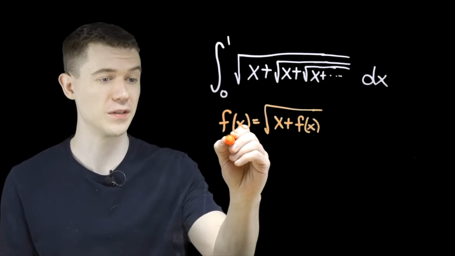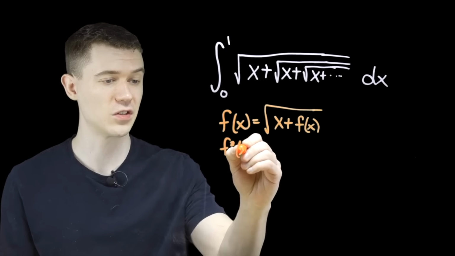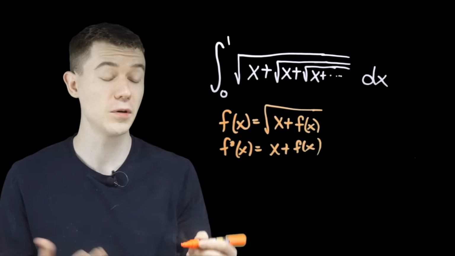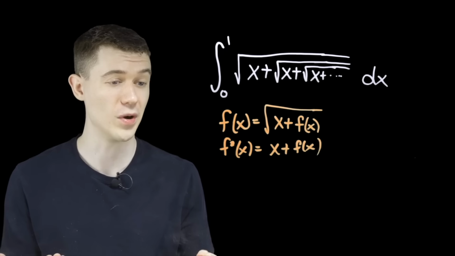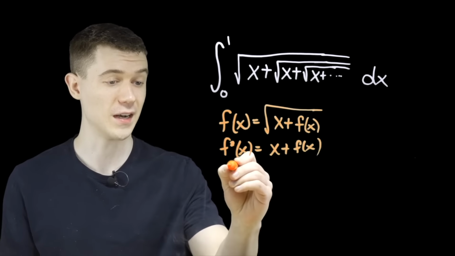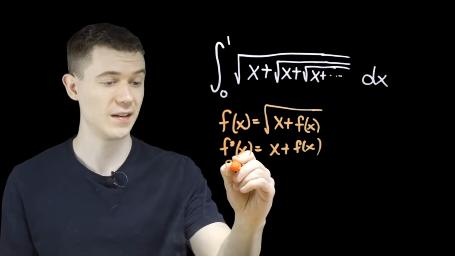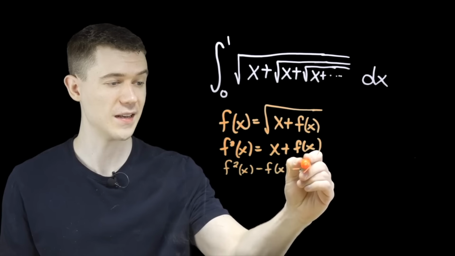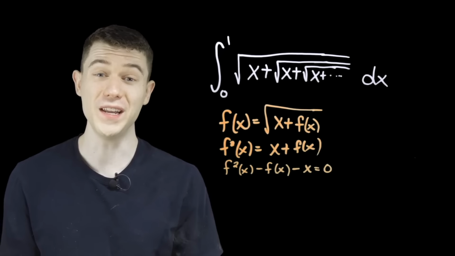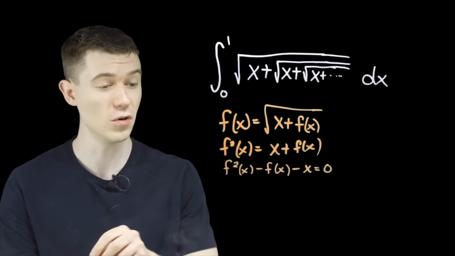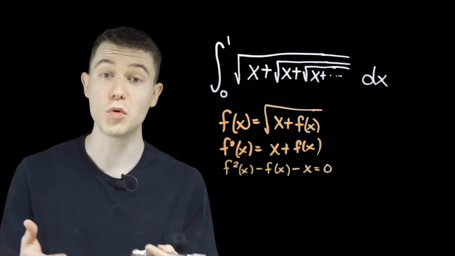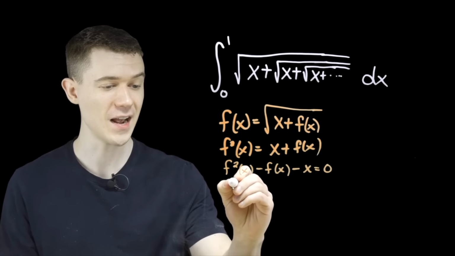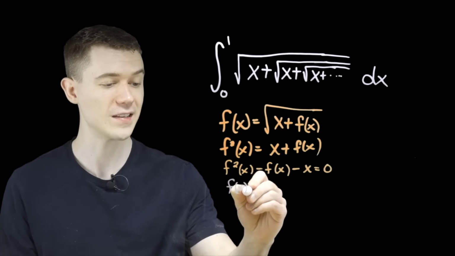You could square both sides, so f squared of x, this would be x plus f of x. And then the typical way we solve a quadratic equation is we move everything to one side, so just make this f squared minus f of x minus x equals 0. And hey, we can even just use the good old quadratic formula on this. Usually the quadratic formula says x equals, but in this case it's not x equals, it's f of x equals.